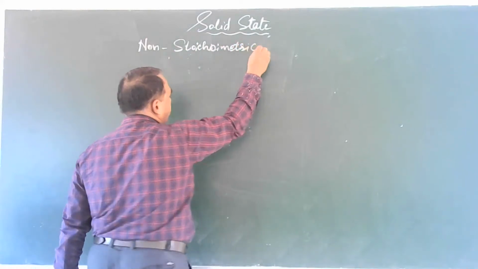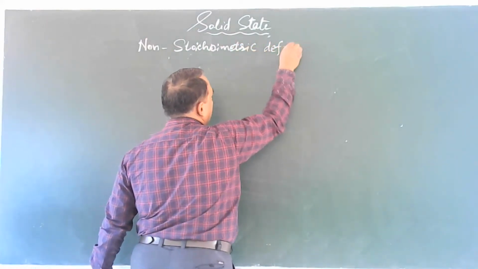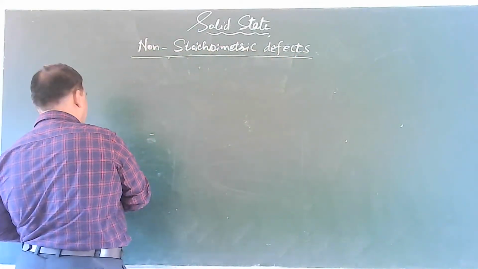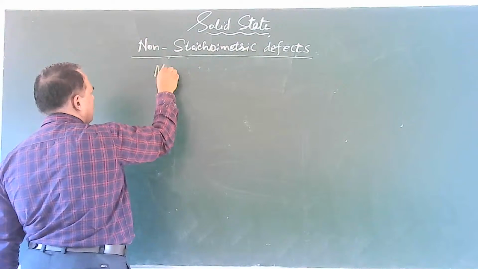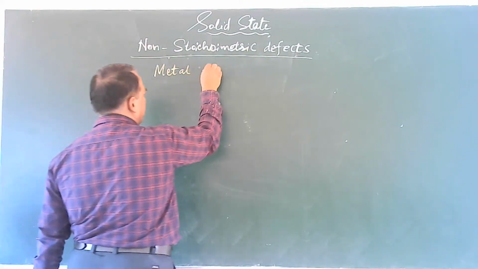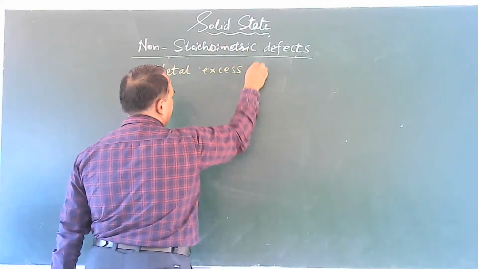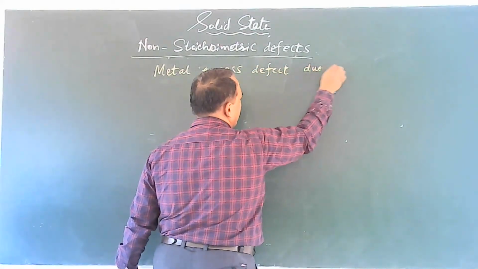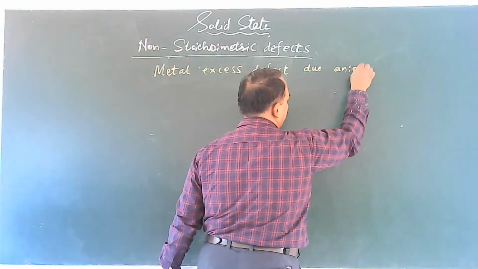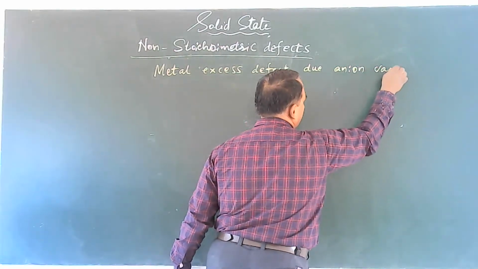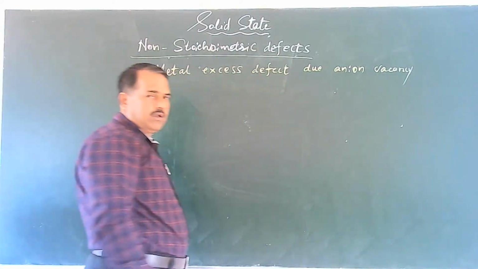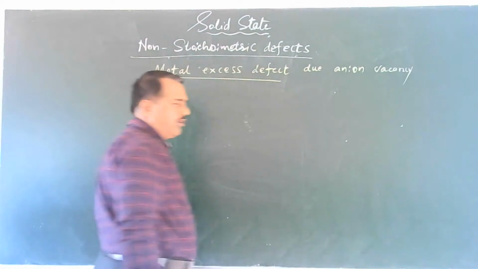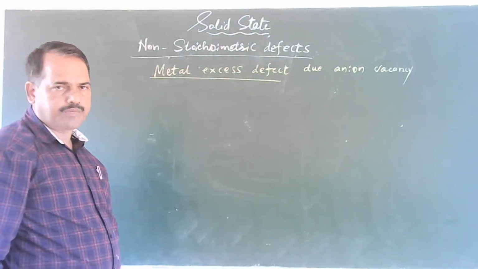Stoichiometric defects. In the non-stoichiometric defects, we have two important ones. One is metal excess defect due to anion vacancy. Are you clear? Metal excess defect due to anionic vacancy and due to cationic vacancy also.